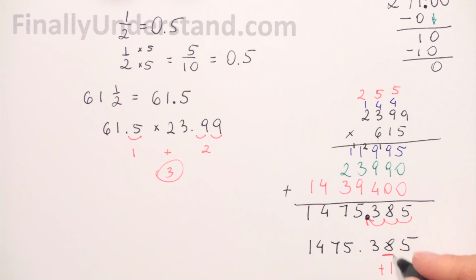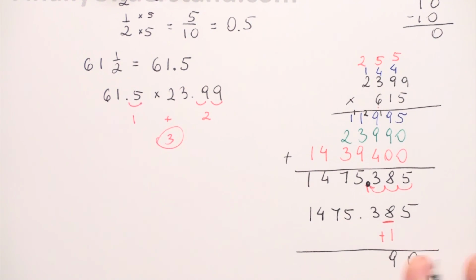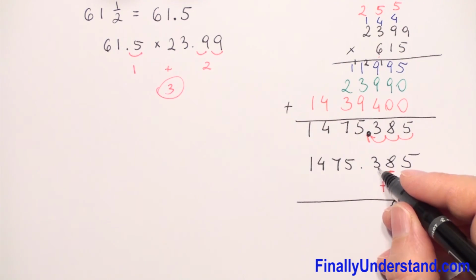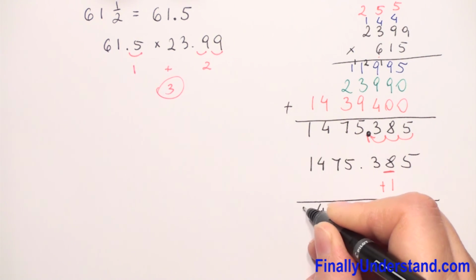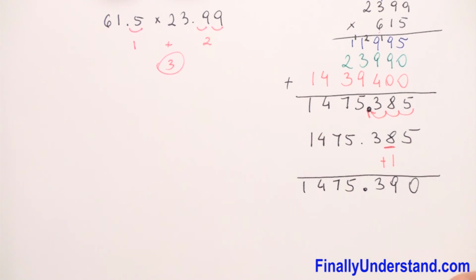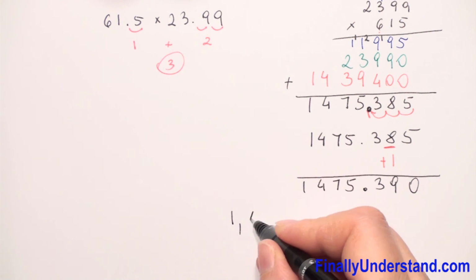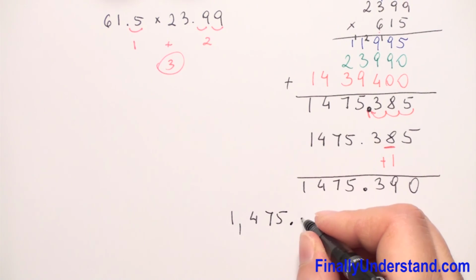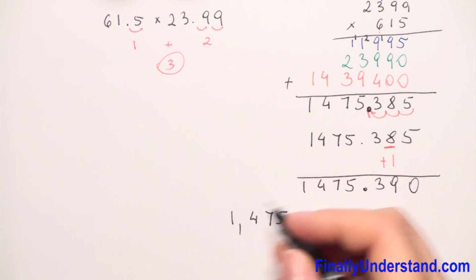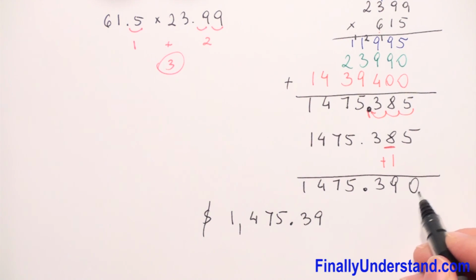Now we add 8 plus 1 is 9. And whatever we have before our underlined digit, we copy. So it will be 1475.39. So how much did they pay for the carpet? $1,475.39. We don't need the last zero. This is my solution.